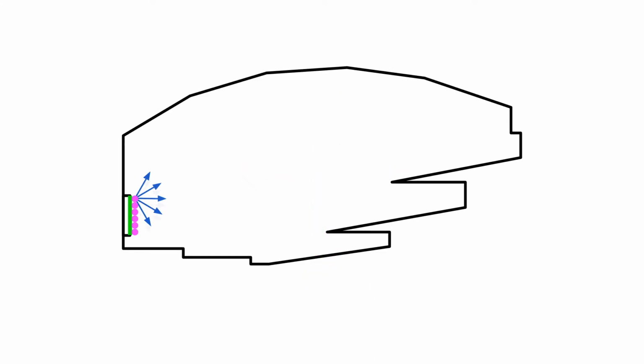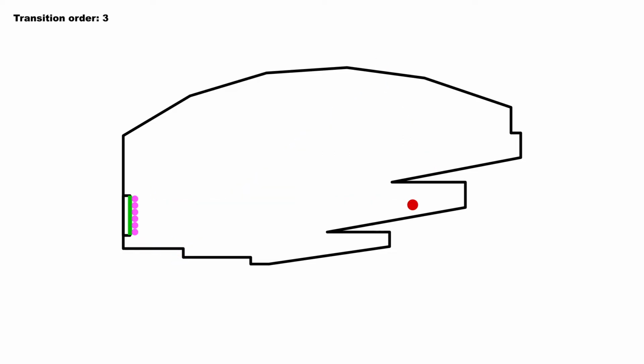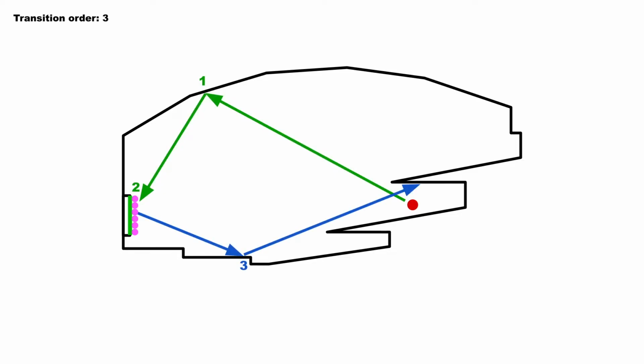Then, each early secondary source emits rays, referred to as early scatter rays. These reflect from the current reflection order up to the transition order. This means that if we have a transition order of 3, and the early secondary source was created at the first reflection, the early scatter rays will only reflect for the 2 remaining reflection orders. And for early secondary sources created at the second reflection, early scatter rays will only reflect once.